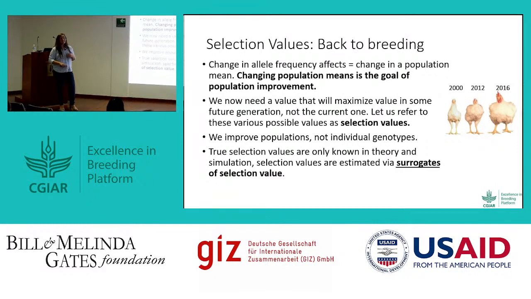The previous section was like, let's say we have the true values, or we estimated them from really specific data sets. So we're going to go through how to estimate those selection values via surrogates of selection values. And we have a nice visual of the chickens and how they've changed from 2000 to 2016. That is like a monster chicken. Wow. That's a good one.